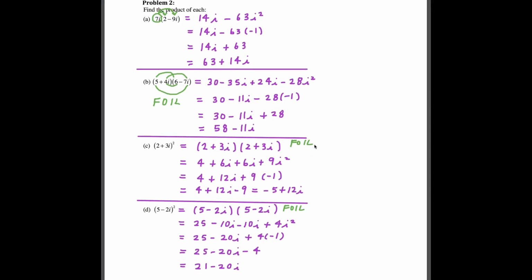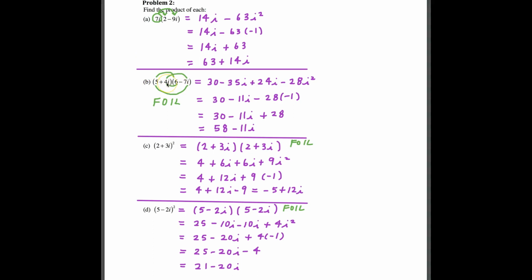Okay, in the next example, just want to show you if we have a complex number with two terms times another complex number with two terms, we have to use the FOIL method. So first term, 5 times 6, we get 30. The outer term, 5 times negative 7i, is negative 35i. The inside term is 4i times 6, which is 24i.